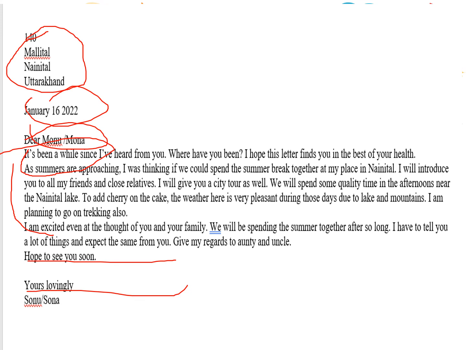Now I hope you have understood how to write down the letter, informal letter. We will give you several topics so that you can do the practice and become perfect in writing the letters. And I know you all will do well because you people know how to write down the diary entry and all. It is quite similar to that. It is an informal letter and you can write anything in it, but you have to keep in mind the format of the letter.